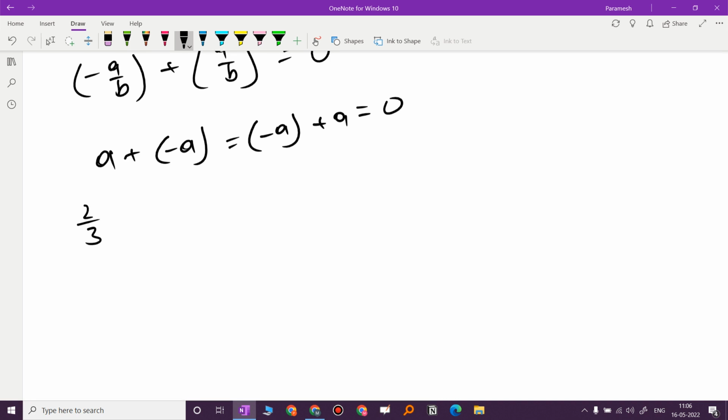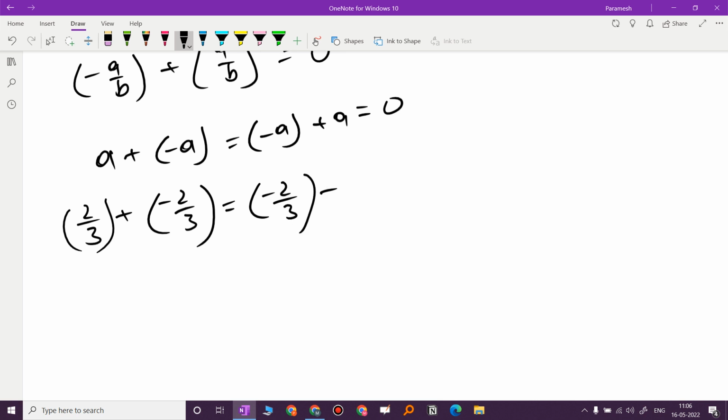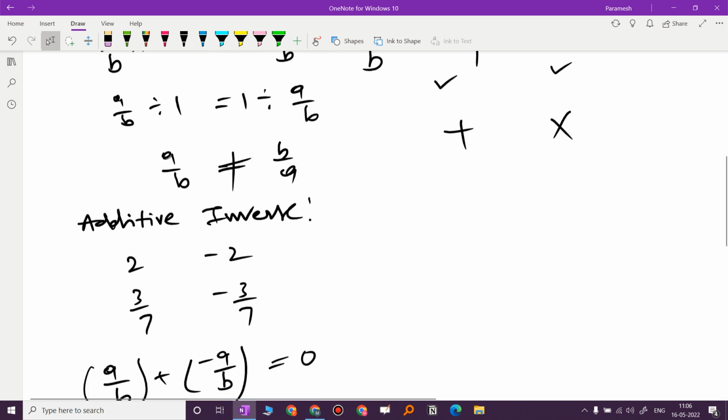Suppose 2 by 3 plus its additive inverse minus 2 by 3, which is equal to 0. Suppose you take minus 2 by 3, its additive inverse is 2 by 3. Their sum must be equal to 0. So that's why the rational number set satisfies the inverse property under addition.